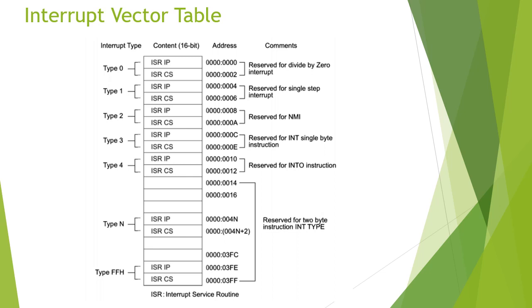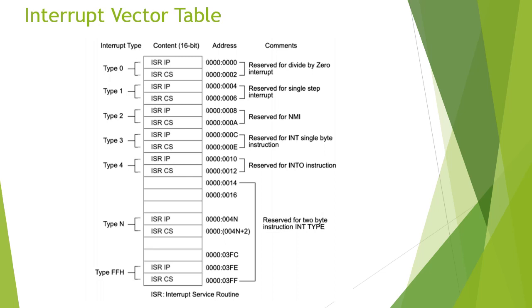For example, if it is type 0, 0 is multiplied by 4 and you are taken to 0000 as the IP value address. The first two locations, a one-word location, hold the IP address. So whatever is in 0000 and 0001 will be loaded to the IP register, followed by the next two address locations, 0002 and 0003, which will be loaded to the code segment register. So that is type 0.